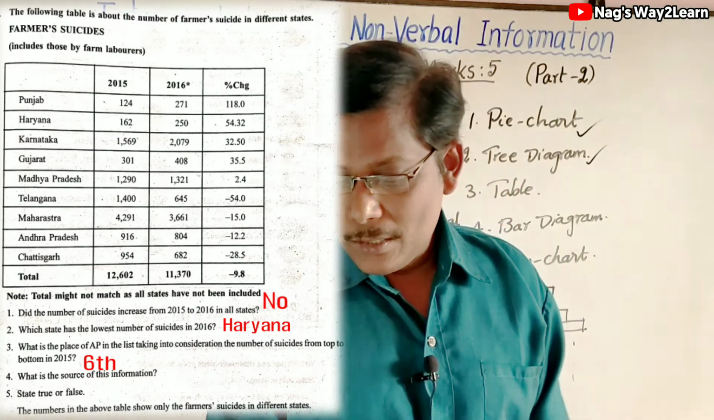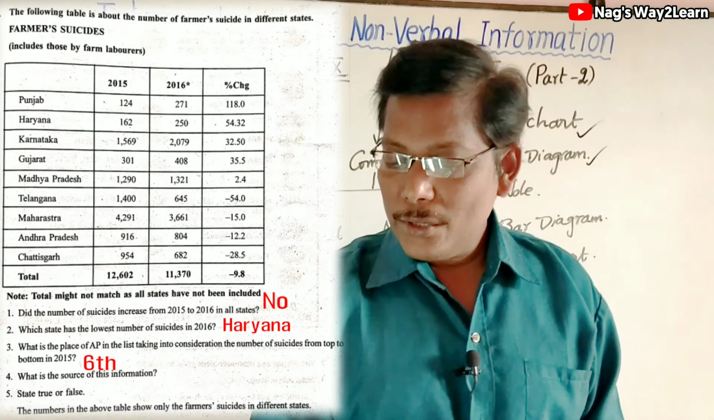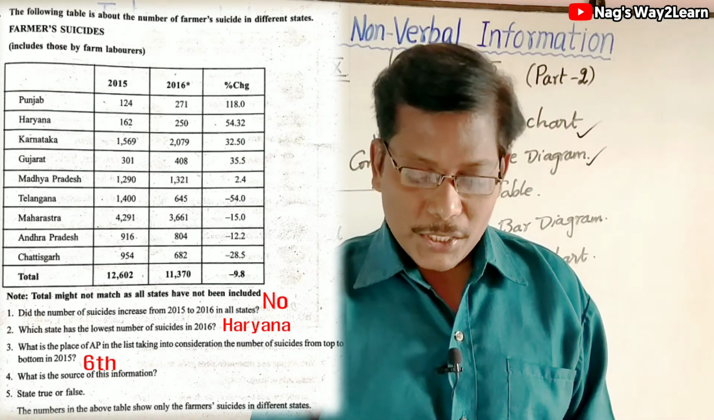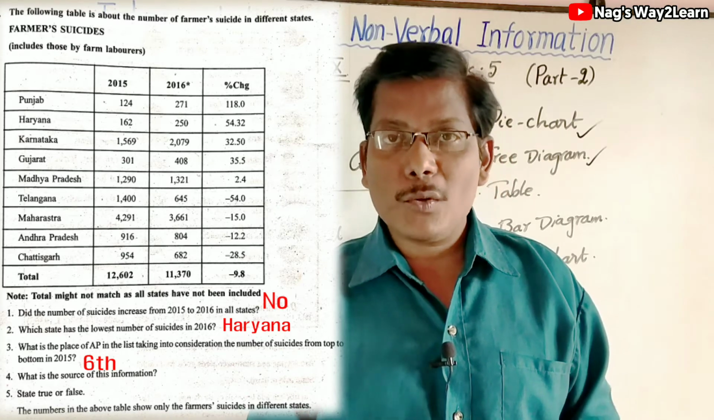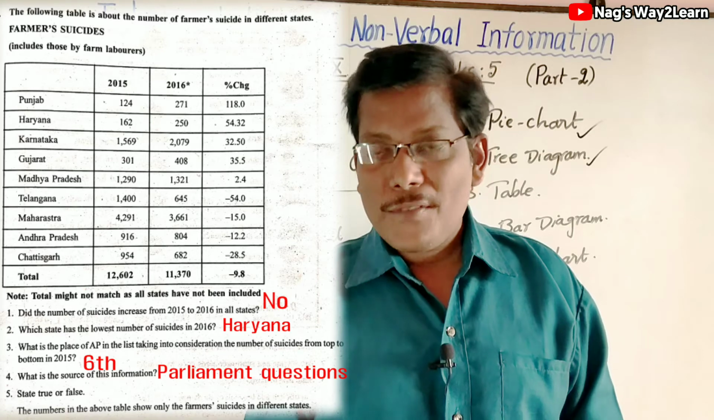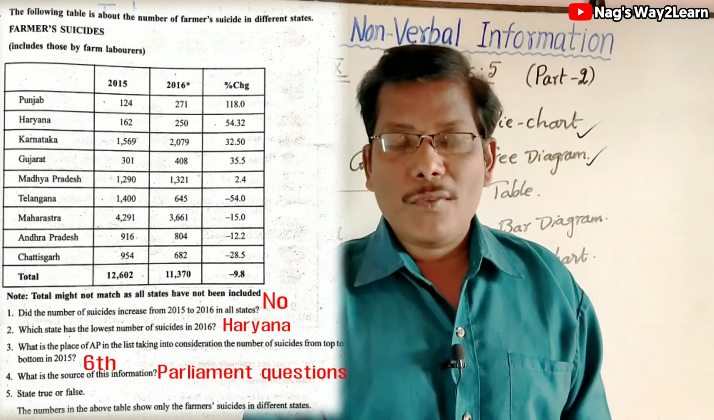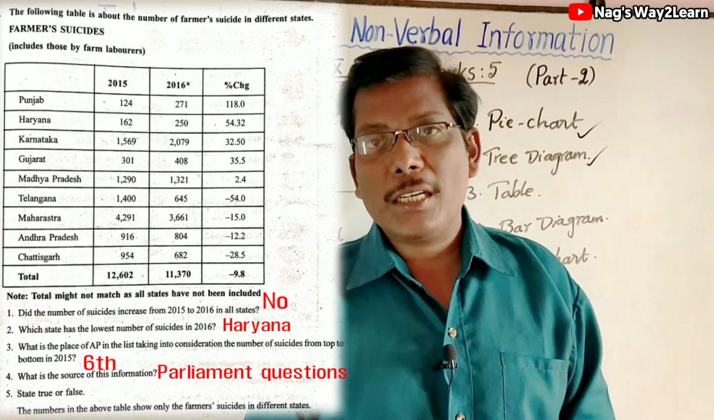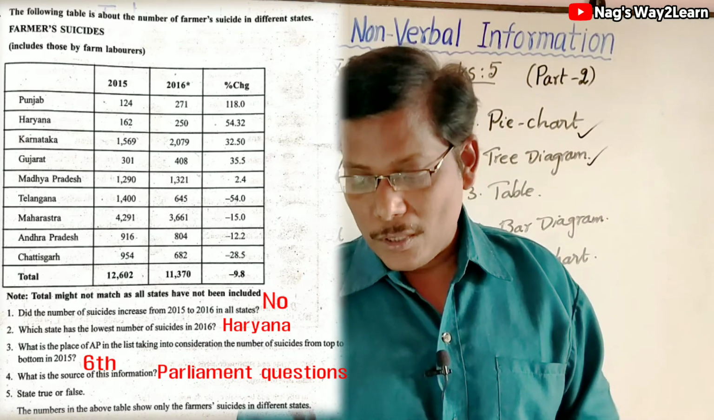Okay, so next, what is the source of this information? Fourth question, what is the source of this information? This information has been taken from parliament questions. So the answer is parliament questions. Fifth question, state true or false. We need to say whether the given statement is true or false.